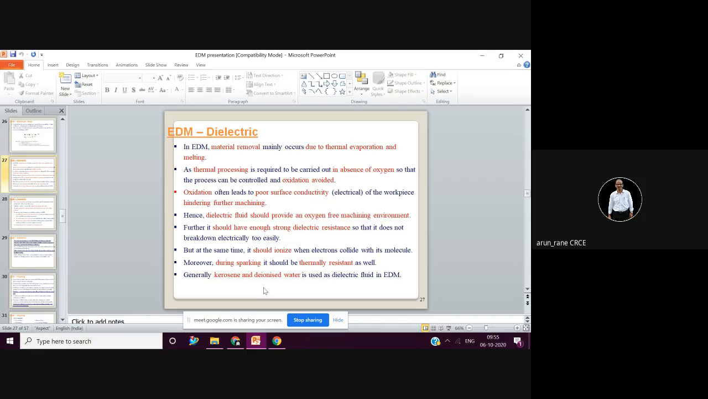Again, important. See, there is not much to ask on EDM, so that's why we have to study EDM properly. Like explain the role of dielectric, explain the advantages of dielectric. Such types of questions are asked frequently. And why is it important? Because EDM is a popular process. Every 5 minutes you walk inside, you will find EDM.